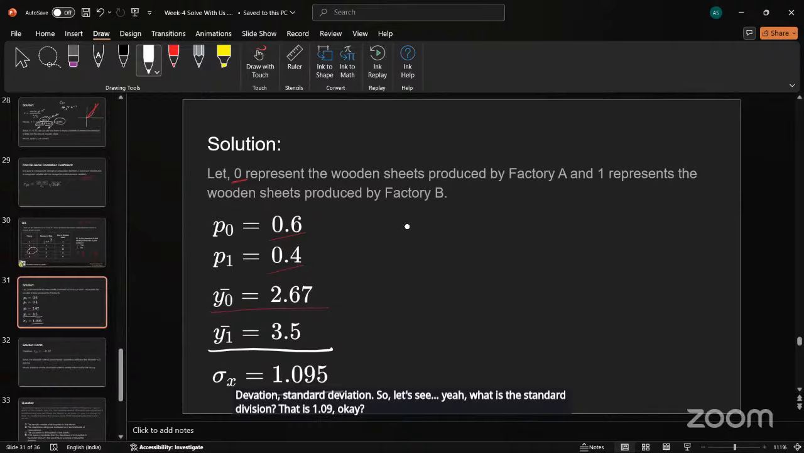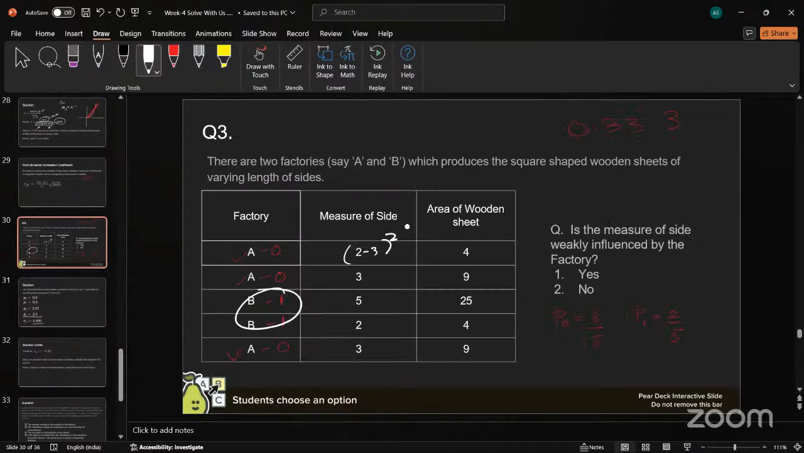N minus 1 or n. N. Okay. What does it say?